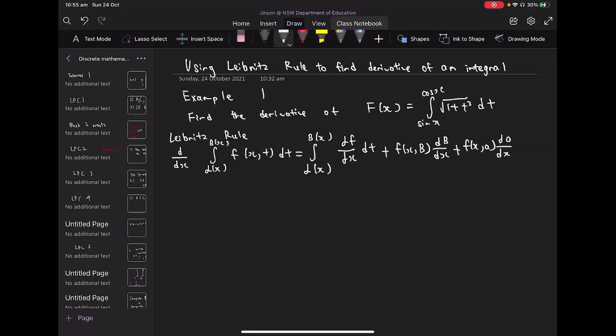Hi, today we're going to use the Leibniz rule to find the derivative of an integral. Here we have an example of f of x equals the integral from sine of x to cos x of the square root of 1 plus t cubed, with respect to t.